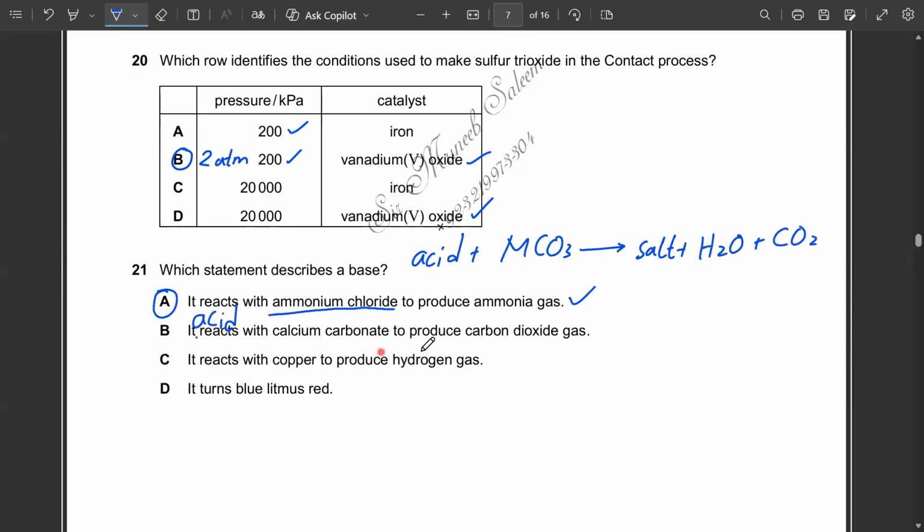The next option is reacts with copper to produce hydrogen gas. So the copper, when reacted with the acid, produces hydrogen gas, not the base. Copper should react with the acid, not the base. So that's also incorrect. And D says it turns blue litmus red. Blue to red is an indication of again an acid. Acid turns blue litmus red. So that's wrong. So that's why A is the correct option.